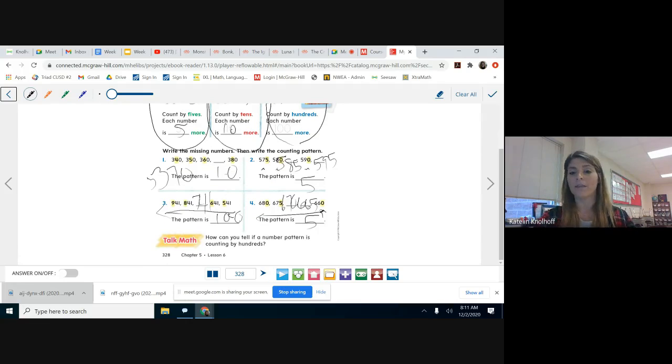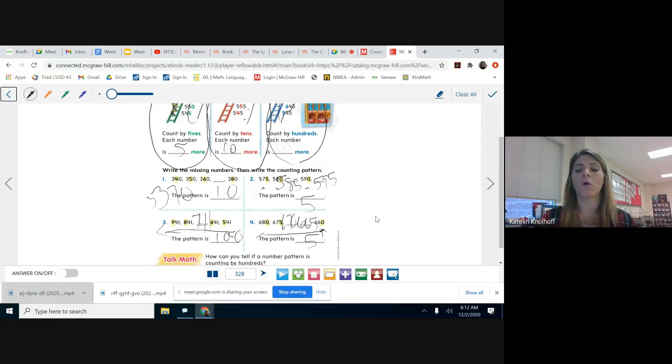All right, let's talk math. How can you tell if a number is counting by hundreds? Well, we know it's counting by hundreds if the hundreds place is going up by 1 each time. We have to look at the pattern in the hundreds place. We know it's the hundreds if that number in the hundreds place is going up by 1 or going back by 1 each time. Okay. When you're ready, please go on to page 329.